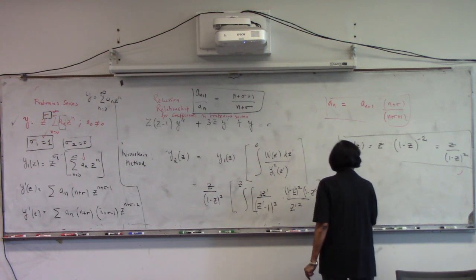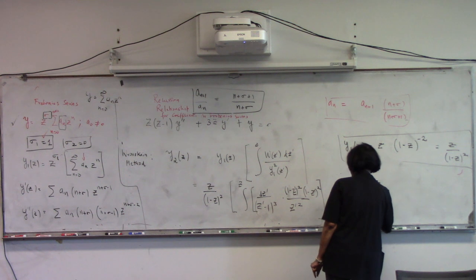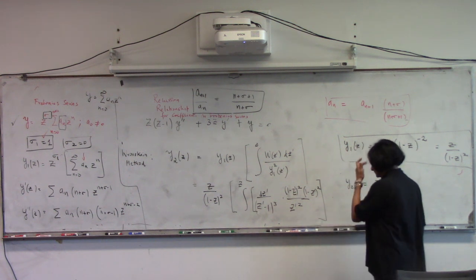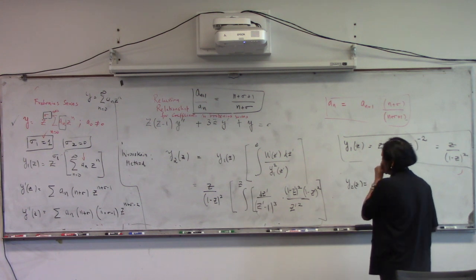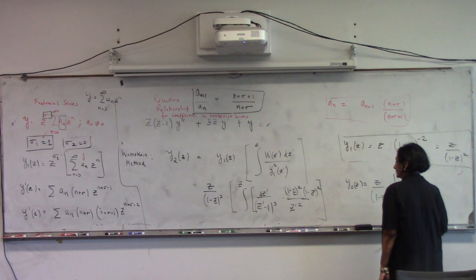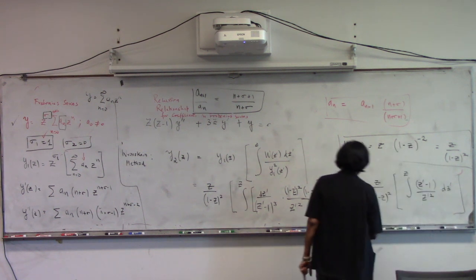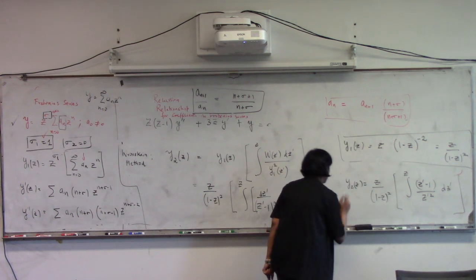So what I have is y2 of z is nothing but z divided by 1 minus z squared times the integral, with z prime minus 1 on the top, divided by z prime squared, dz prime, which is a very simple integral. I can do it now.